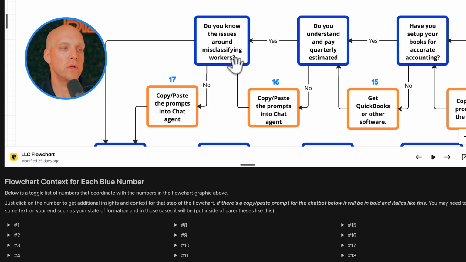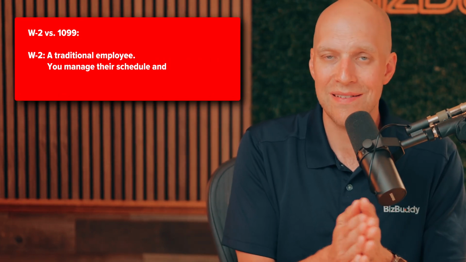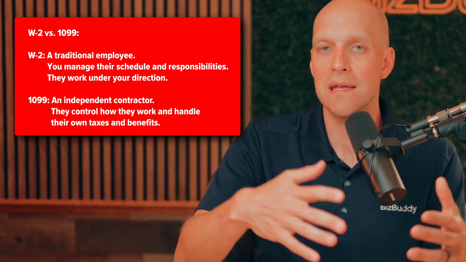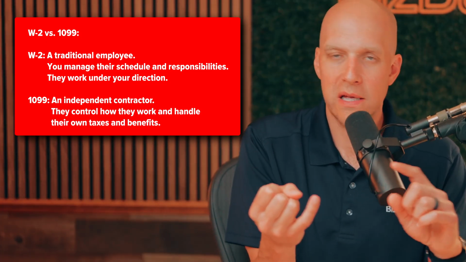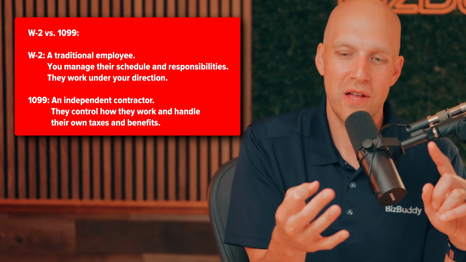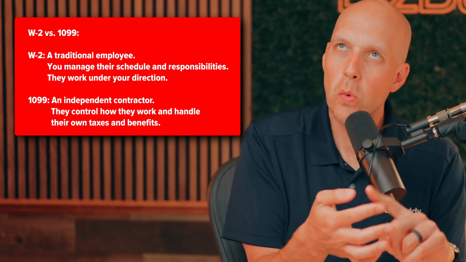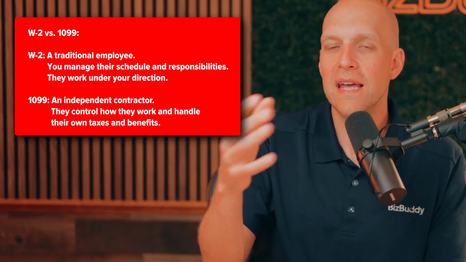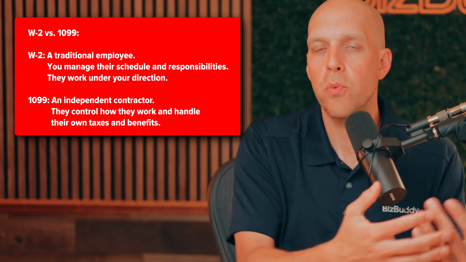Do you know the issues around misclassifying workers? I'm going to explain this one to you. Basically, it's the difference between a W-2 and a 1099. W-2 is your classic employee. They are somebody that you can tell where to be, when to be. They're like, you are my employee, I own you. Those are not great words, but you get the idea. Like, you have a lot more ownership when it's an employee.